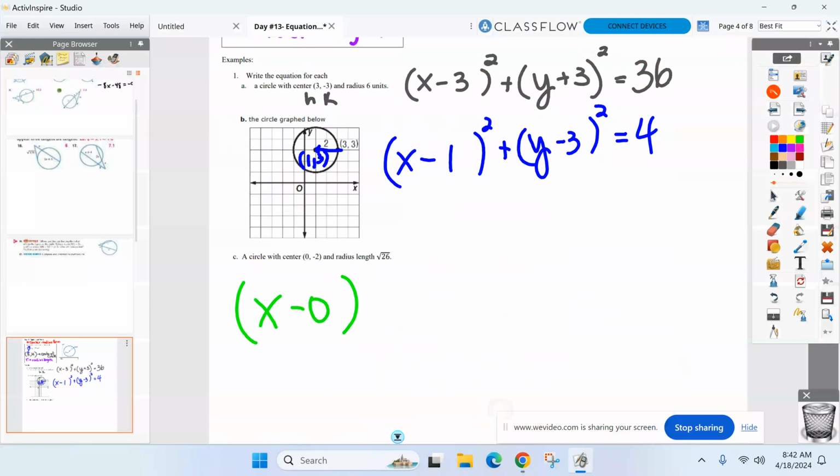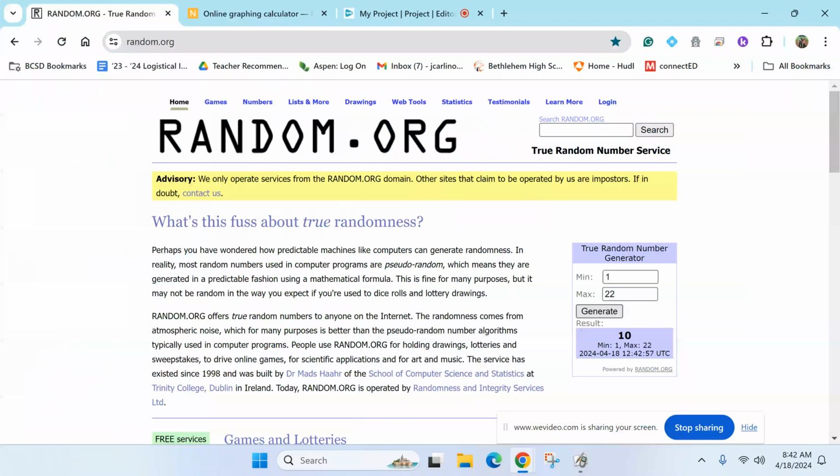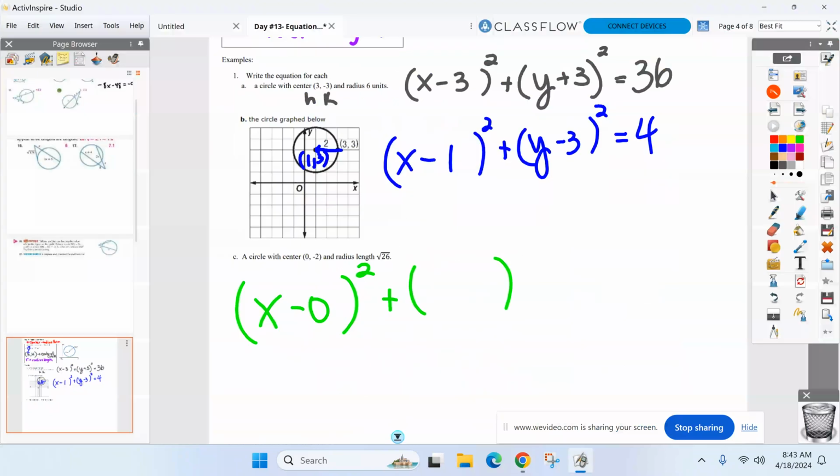I'm going to come back to this, though, at the end. But this is correct. X minus 0 squared plus what's going to go in the next set of parentheses with the y? Henry, what's good here? Yes, everyone see why it's changing the plus. Y minus a -2. Make sure, please, you're squaring each of them. Don't leave the square off.